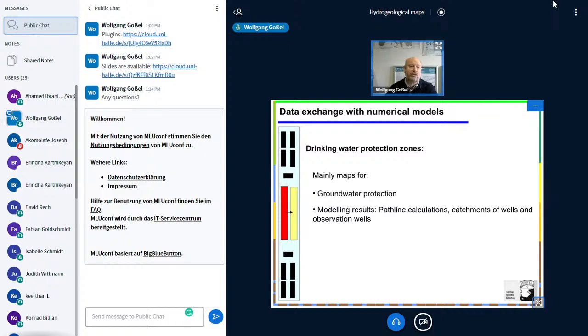Path line calculation is also very important, and to visualize this afterwards, especially for drinking water protection zones, for the outline there, it is very important. Also the isochrones for the outline of the distinct protection zones. There it is very important to use maps, of course.